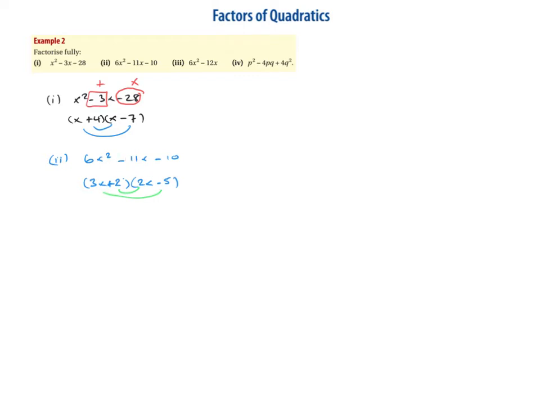So this one works. And what we have here, 3x by the 2x gives us the 6x squared, and positive 2 times negative 5 gives me minus 10. Okay, so it's mostly just trial and error, to be honest.